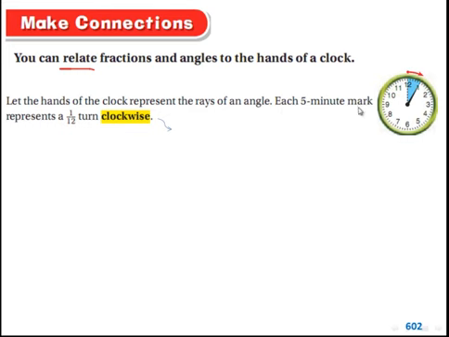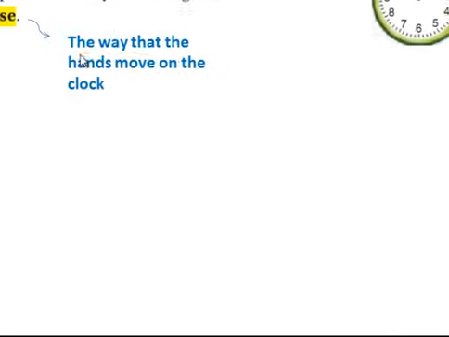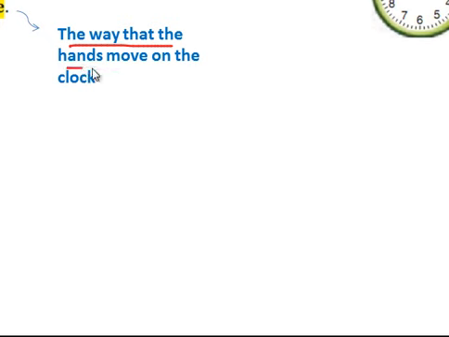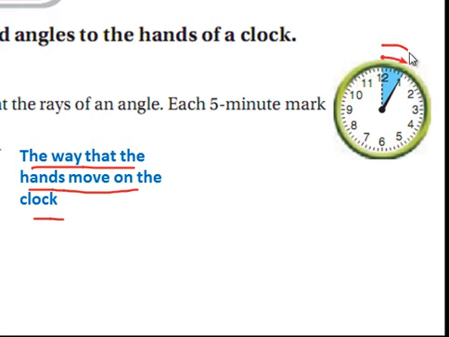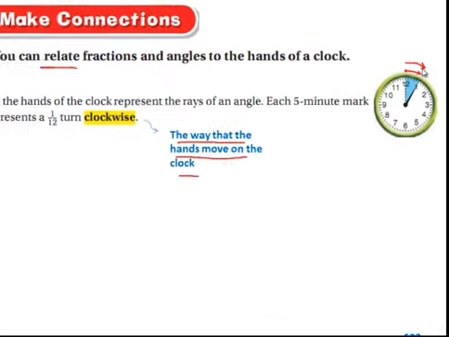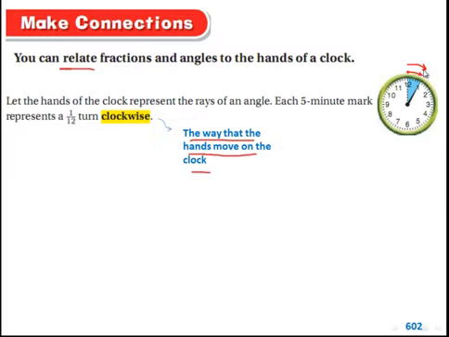Each 5 minutes mark represents a 1/12 turn clockwise. What does it mean, clockwise? Clockwise means the way that the hands move on the clock. Look at this ray, the way that hands move on the clock.